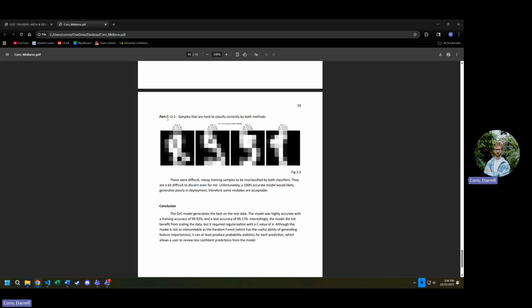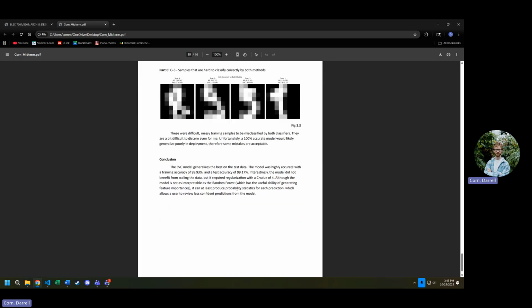But lastly, for part C, where both classifiers were unsure of their classification, we do have these 4 samples. And I think that's just showing that these are very messy samples that would be hard to discern, probably even for a human, honestly. So you could tweak your model to really fit these, but the fact is that these samples may just look more like other numbers. So you might not want your model to classify these correctly and then perform poorly on deployment data. I think it's a case where accepting some mistakes is okay.